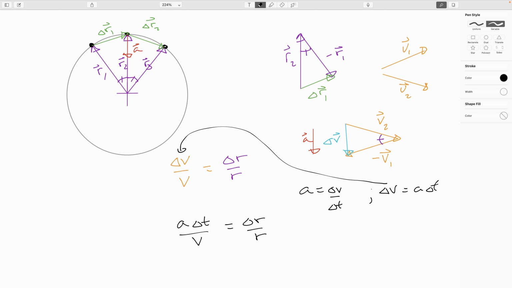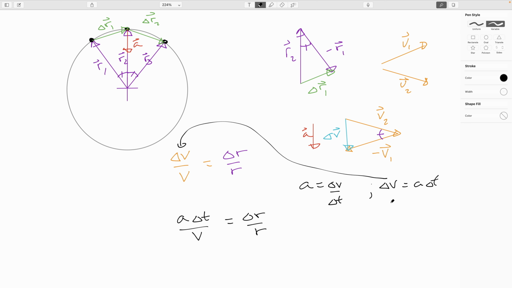Now, here's where I need to cheat just a little bit. This length right here, from here to here, that is the difference in arc length. And I am going to say that my a delta t over v is approximately equal to my arc length delta s for that interval over the radius. Now at first that looks really bad, but it's actually okay. And the reason it's okay is, remember, at the end of the day we're going to be taking our time intervals down to approaching 0.